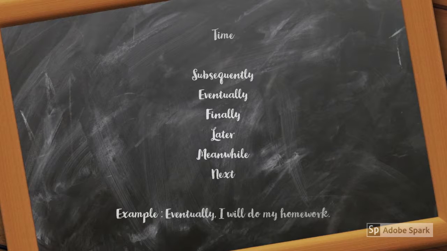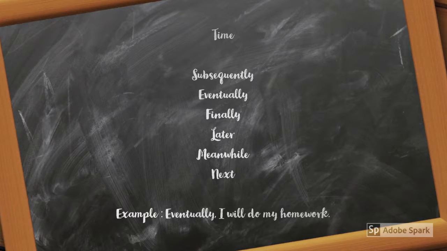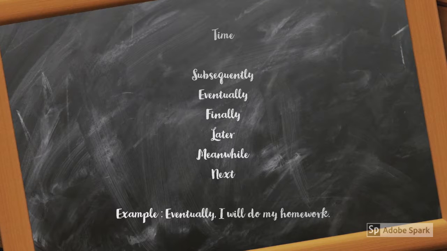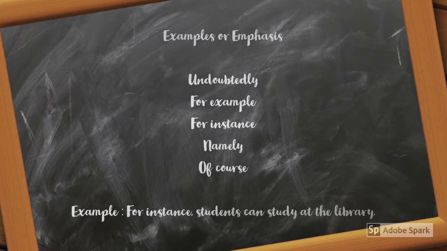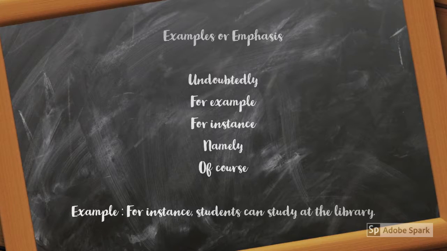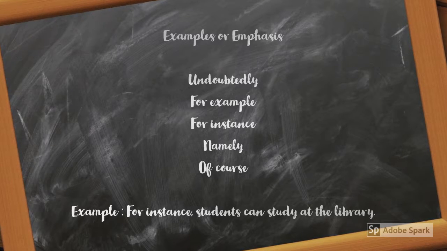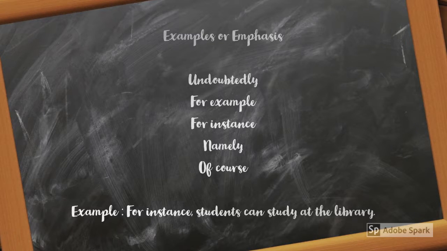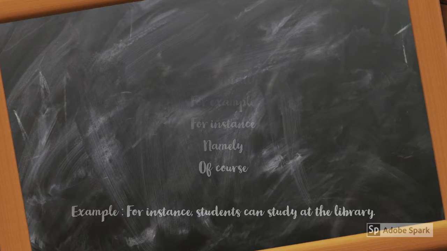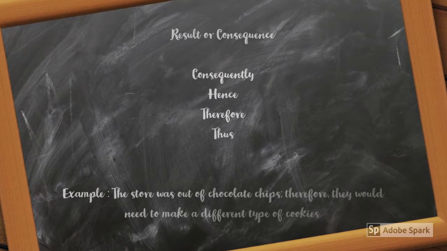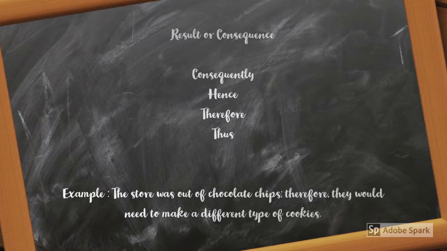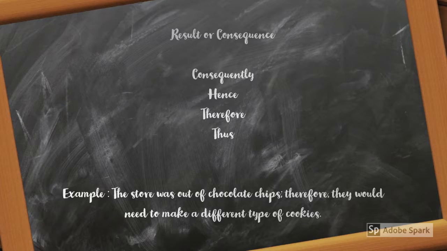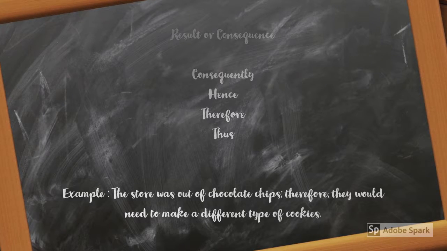For a time, use subsequently, eventually, finally, later, meanwhile, or next. For example, eventually, I will do my homework. For an example or emphasis, use undoubtedly, for example, for instance, namely, or of course. Example, for instance, students can study at the library. For a result or a consequence, use consequently, hence, therefore, or thus. For example, the store was out of chocolate chips, therefore they will need to make a different type of cookies.